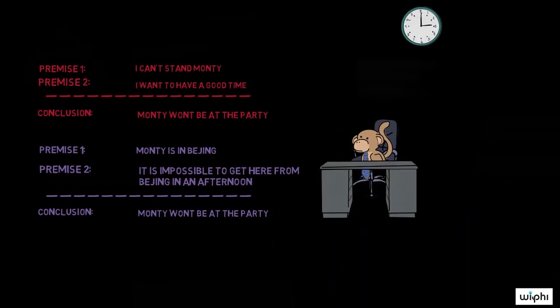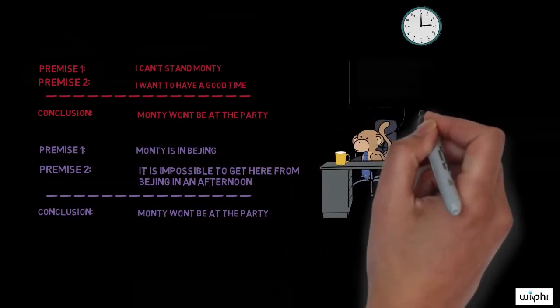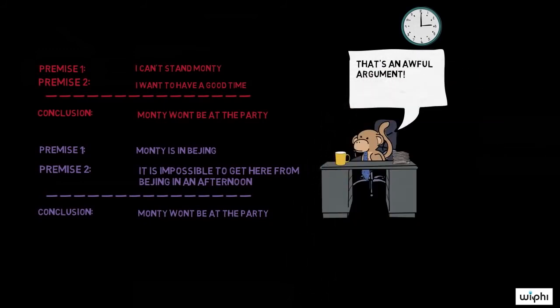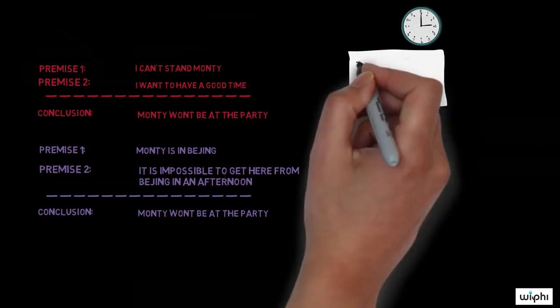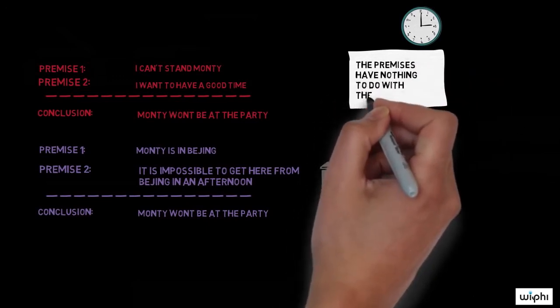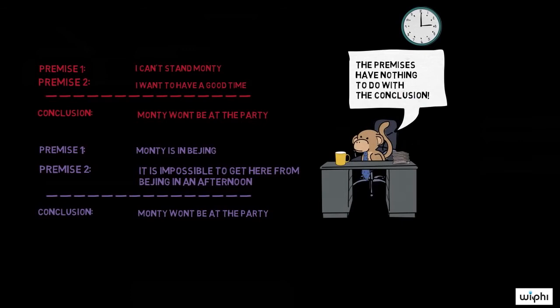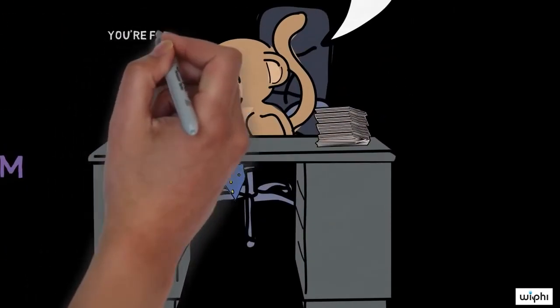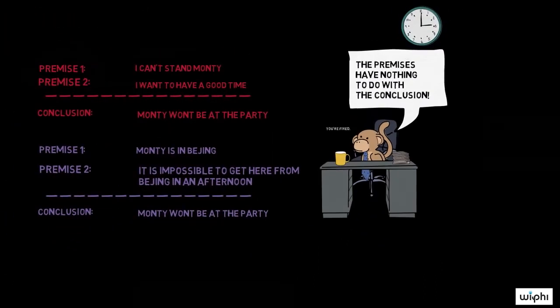And here I can explain a little bit more about why. If you consider what the red argument's premises say, that your friend can't stand Monty and she wants to have a good time, and think about their relationship to the conclusion of the argument, you'll see that those statements don't make that conclusion any more likely to be true. The fact that your friend can't stand Monty and wants to have a good time doesn't do anything to make it more likely that Monty won't be there. It's simply unrelated to the conclusion.